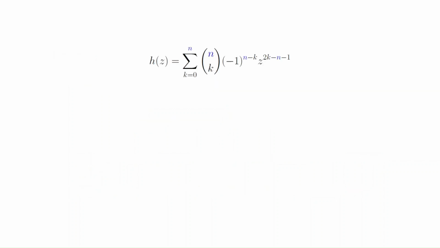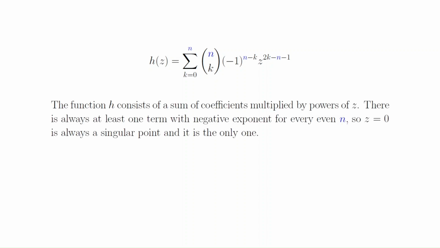In our case, we expressed the integrand of the line integral as the Laurent series that you see here. So this is our function h. Now, the function h consists of a sum of coefficients multiplied by powers of c. There is always at least one term with negative exponent for every even n, so c equal to 0 is always a singular point, and it is the only one.